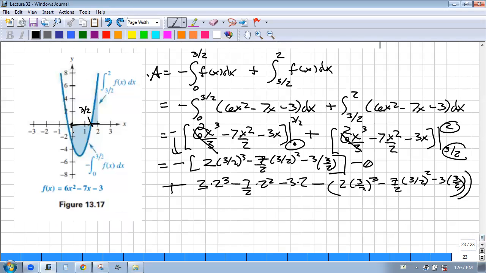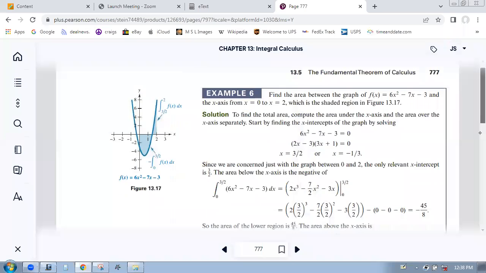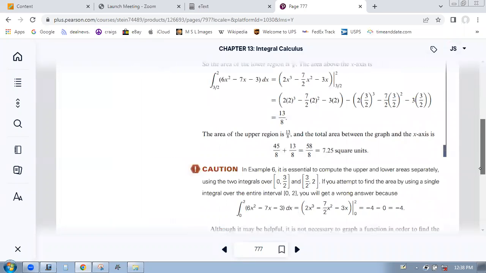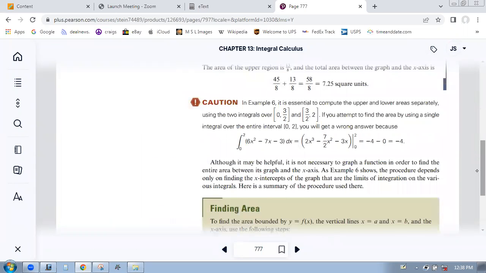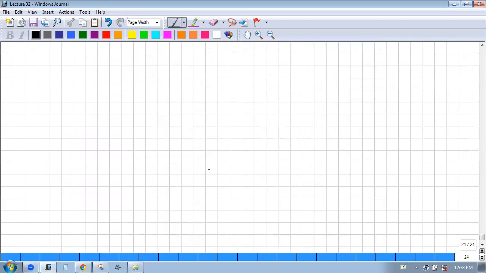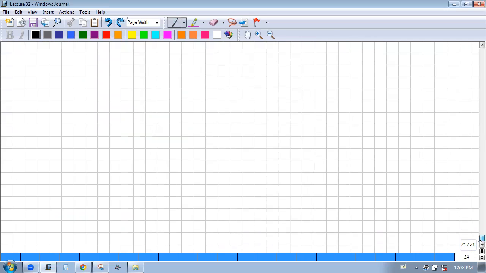The whole point of this is you have to break it into 2 pieces. You can always take any interval and break it into as many pieces as you want. So they did them separate, like they did the upper region and then the lower region, and they add them together. Yeah, see, if you just did the integral over the whole region, you just did one integral, like from 0 to 2, it would take that area and subtract off that area, and you'd end up with a negative number. You can't do that.